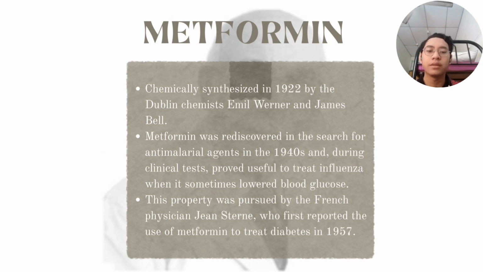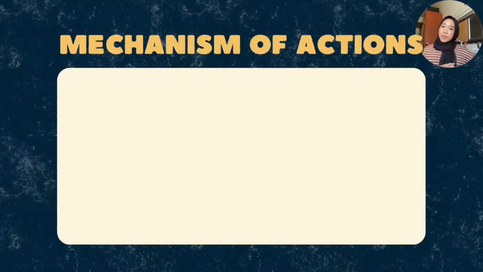During the chemical test, it proved useful to treat influenza because it sometimes lowered blood glucose, and this property of lowering blood glucose was pursued by the French physician Jean Sterne, who first reported the use of metformin to treat diabetes in 1957. Moving on to the mechanism of action of metformin.